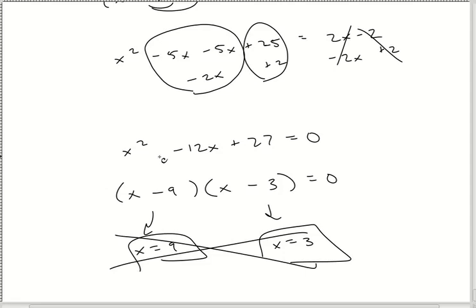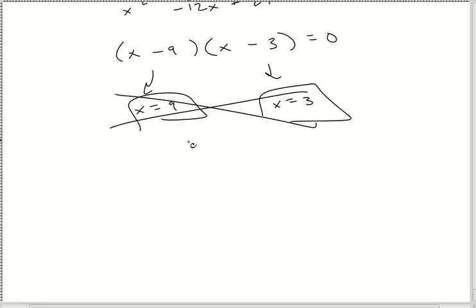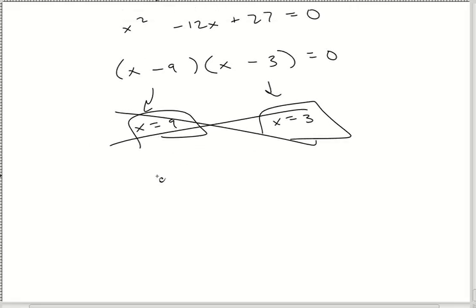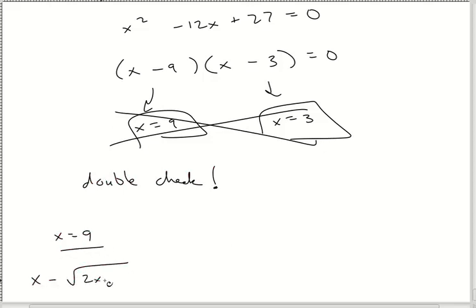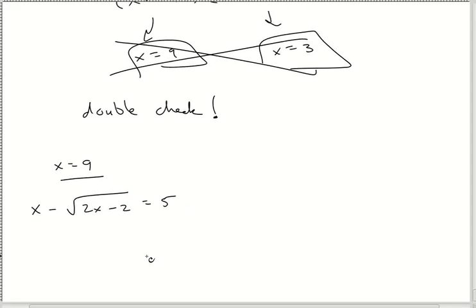Gosh, I hope you're not hating me over this, but it does happen. I'm just emulating what I would do on the homework. Two answers. We got to double check. I know. It's just like, man, didn't I do enough work already? So x equals 9. Let's go ahead and plug that into the original. And I mean the original. Don't try to skip something or use something else along the way. Plug it back into the original.